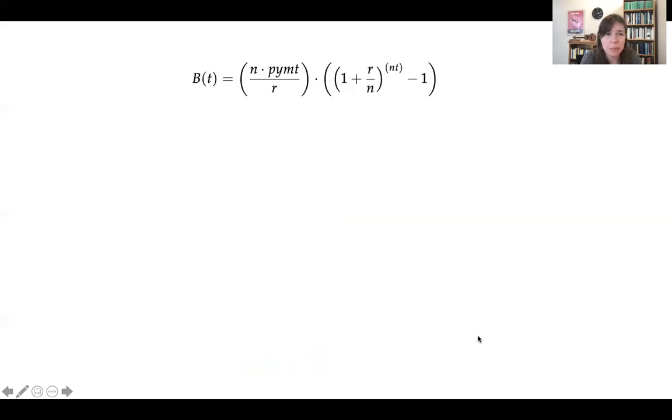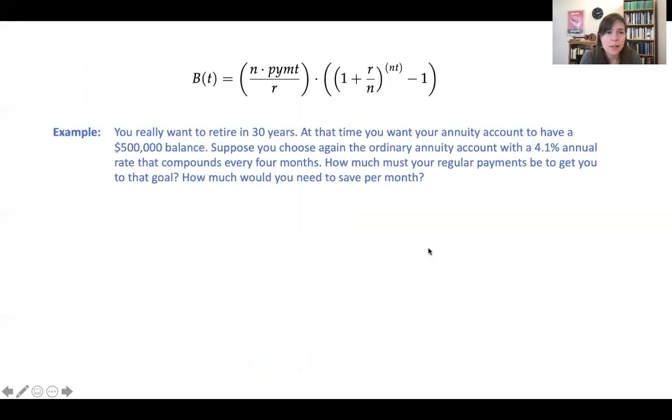Okay, let's do another example. I'm just going to keep this formula here for reference. All right, suppose you really want to retire in 30 years. And at that time, you want your annuity account to have accumulated a $500,000 balance. That's what you think you're going to need to live comfortably in retirement. Okay, suppose you again choose this ordinary annuity account, same one as before. It's got a 4.1% annual rate and it compounds every 4 months.